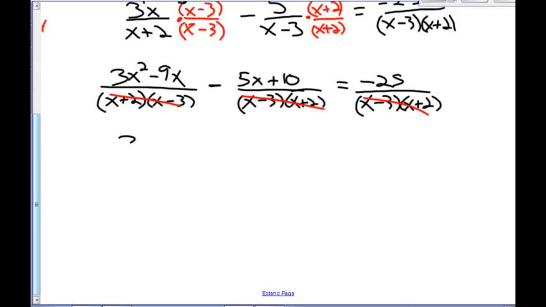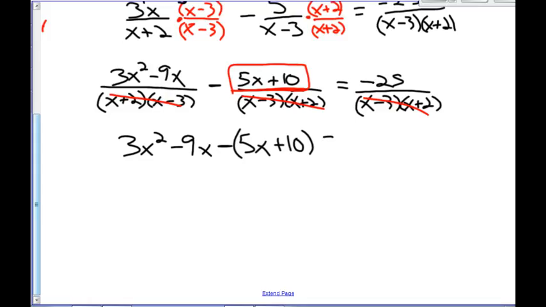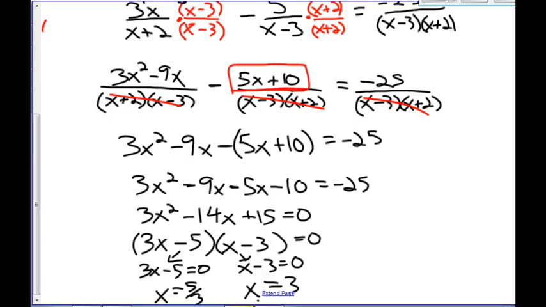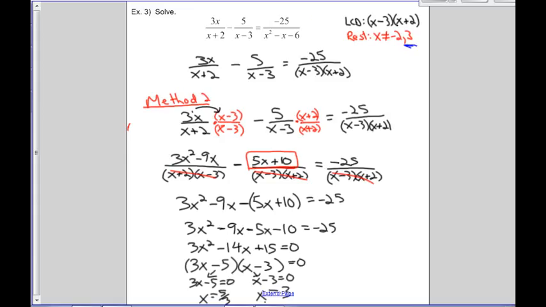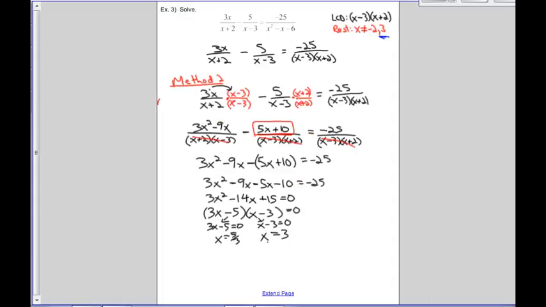Now be careful as you run this through. We're still subtracting all of this right here, so I need to show it in brackets. I'm subtracting 5x plus 10. And then, of course, as we solve, it's going to work out to be the exact same thing. Same result as before. We need to double check the restrictions. 3 is no good, so cross it out. The only answer is this 5/3. Okay, so our final answer is x equals 5/3.